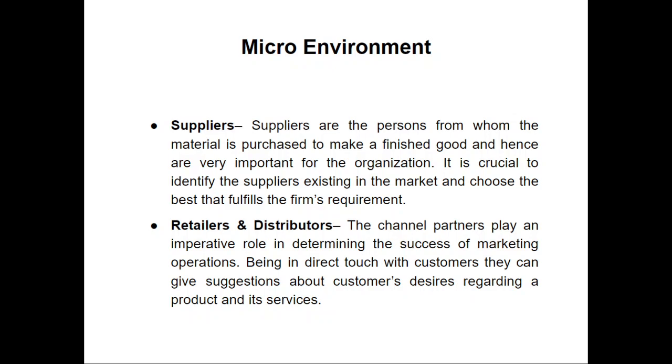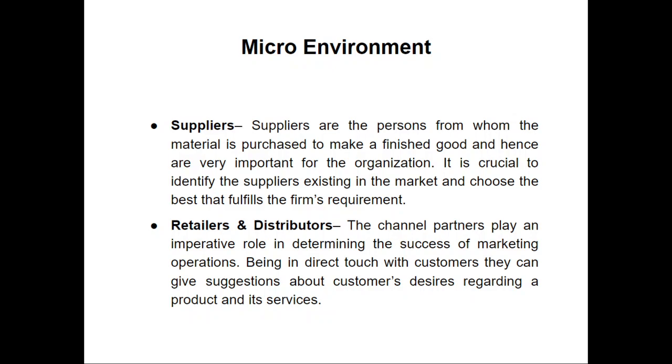Being in direct touch with the customer, they can give suggestions about customers' desires regarding a product and its service. The company cannot go door to door to find out what is the need and what is the feedback of the customers. In that case, they can rely on the retailers and distributors. These retailers and distributors being in the direct contact of the customers, they know the pulse of the customers.